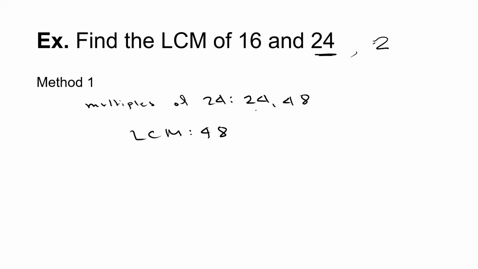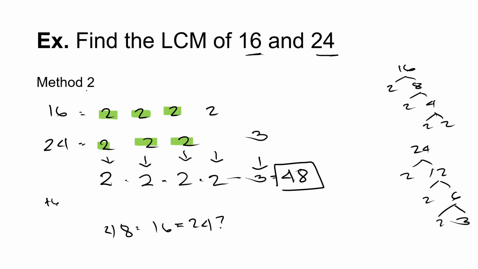The first multiple of 24 is 24. Does 16 divide 24? Nope. Does 2 divide 24? Yes. So since 16 cannot divide 24, you move on. 48. Does 16 divide 48? Yes. Does 2 divide 48? Yes. So your LCM is still 48. And then the same thing with method 2. So let's say it's 2 again. The 2 is right here. So this group represents this 2.